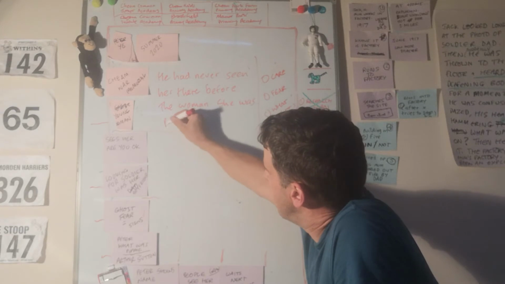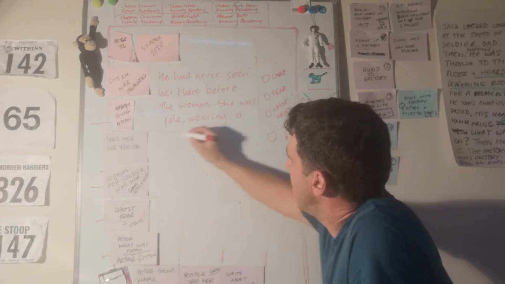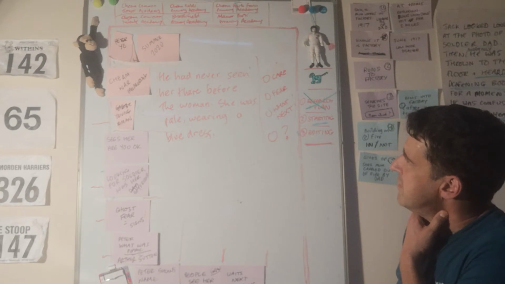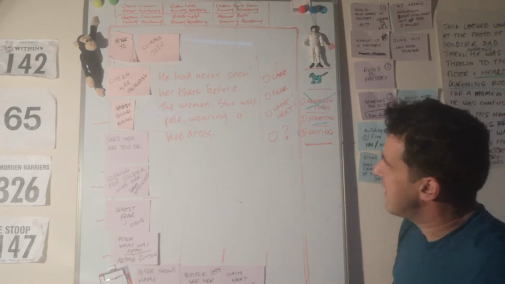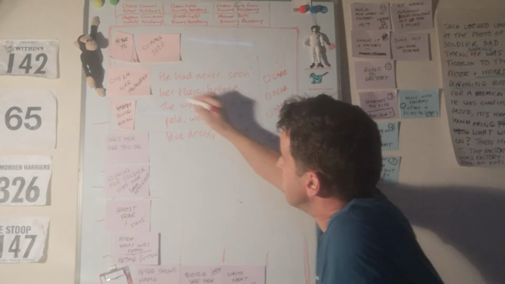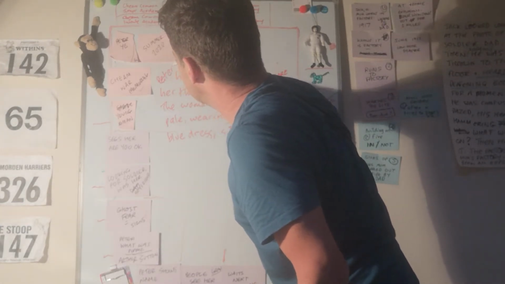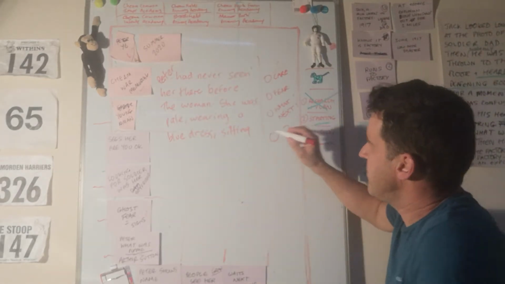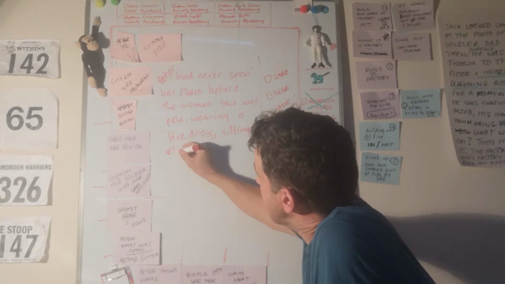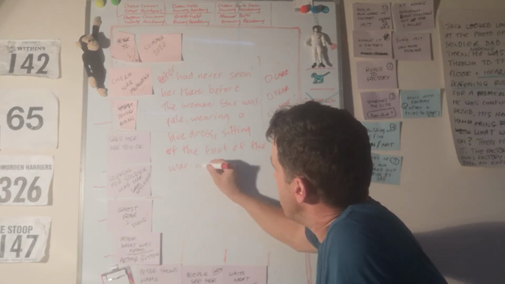She was pale, wearing, what would she be wearing? Wearing a blue dress. He had never seen her there before, the woman. She was pale, wearing a blue dress. And then sitting, so we need to put that in. Let's change it to Peter, then we've ticked that off. So Peter, so you see how we're ticking all the things off? So Peter, the young woman, we need to add summer in a minute. Peter had never seen her there before, the woman. She was pale, wearing a blue dress, sitting at the foot of the war memorial.